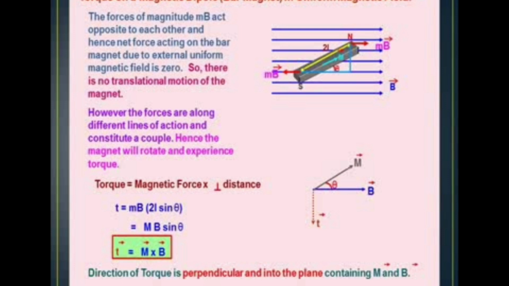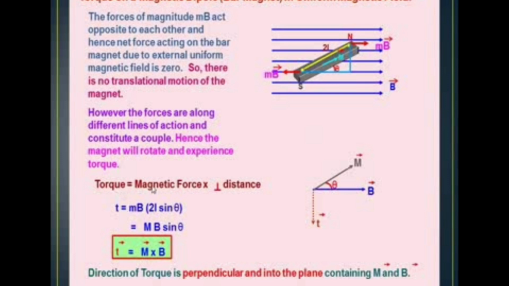So a magnetic dipole is placed in a uniform magnetic field. It experiences a torque because of two forces. One force is acting in one direction, positive mB, and the other is acting in the negative direction, mB. So two equal forces are acting in opposite directions. So it constitutes a couple. So it experiences the torque.